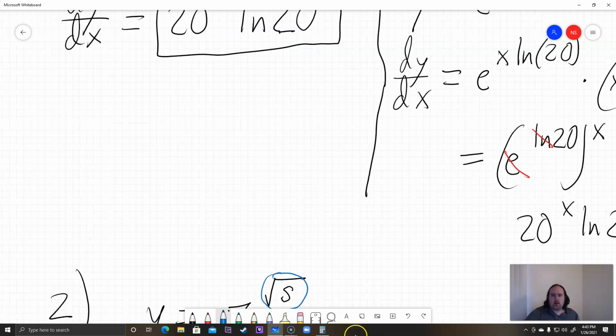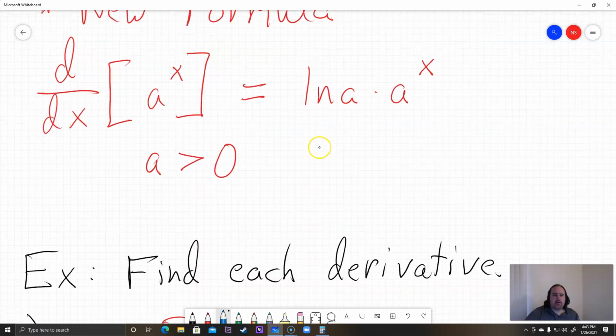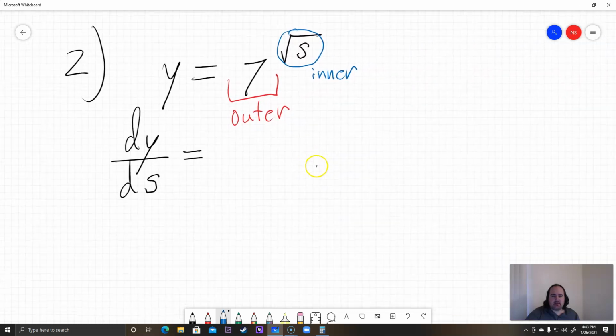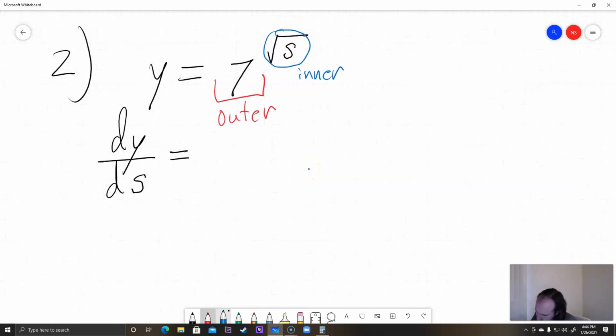So what's the derivative of 7 to the whatever? Well, we just said that the derivative of a to the x is ln of a times a to the x. So here a is going to be 7. So we're going to have ln of 7 times 7 to the root s. All I did there was take the derivative of the outer function, inner left alone. Now I multiply this times the derivative of the inner function, the derivative of the square root of s.